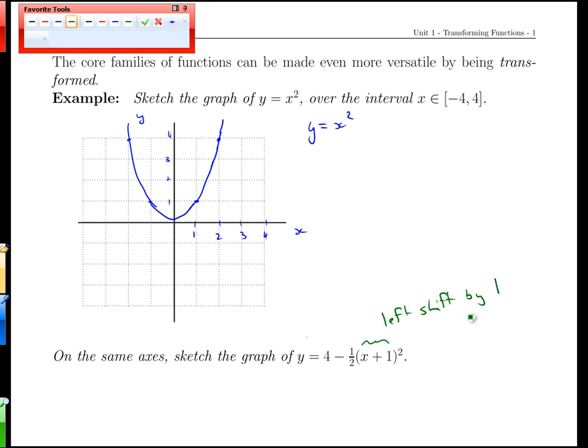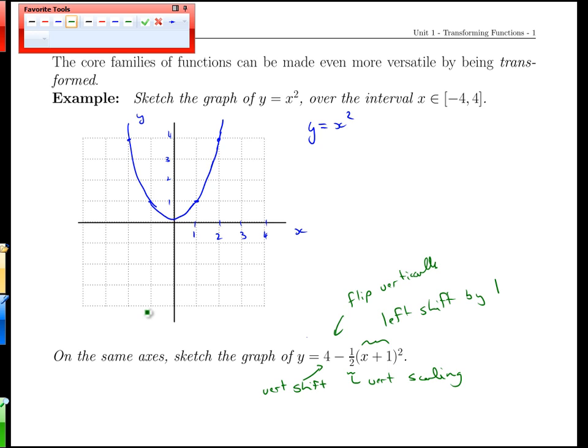by 1. What does the half do? It's a vertical scaling. In this case, it's going to shrink the graph vertically by a factor of 2. This negative sign corresponds to a flip vertically. Everything that was positive coming out of this squaring function is now going to be negative, so things that were positive are now going to move to the other side of the y-axis. And then we've got the 4, which is a vertical shift up by 4.